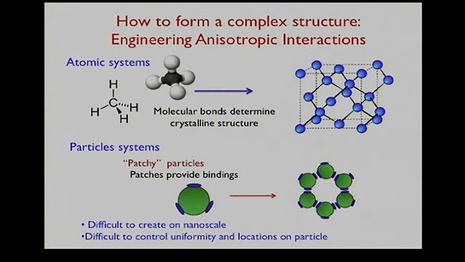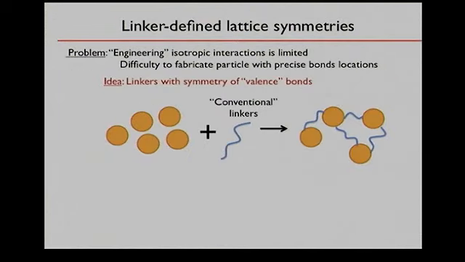This is something which might be possible to implement for micron-sized particles, but becomes extremely difficult to implement on the nanoscale, just because it's simply very difficult to control where your patch is located, and as you can imagine, the symmetry of the whole structure will be strongly influenced by all kinds of imperfections. So it's not really practical on the nanoscale. So we're facing this problem of how we can engineer those three-dimensional structures. On one side, it's difficult to engineer isotropic potential. On the other side, it's difficult to fabricate those patchy particles.